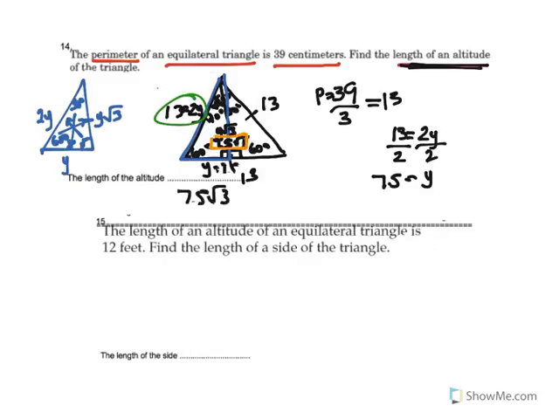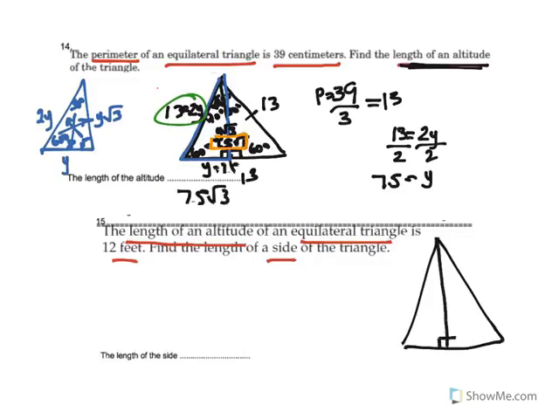Let's try this one here. It says the length of an altitude of an equilateral triangle is 12 feet. Find the length of a side. So we have an equilateral triangle here. They tell us there's an altitude. So we know all about the degree measures of the angles now, given the altitude. They tell us the altitude is 12 feet. So this here is 12 feet.